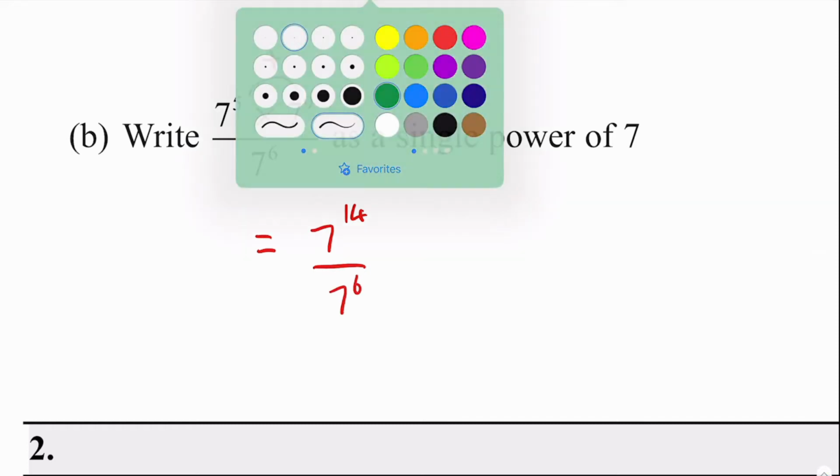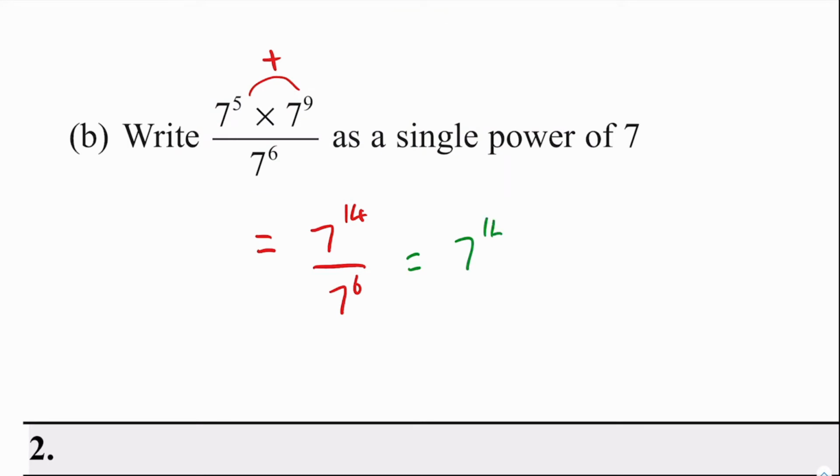Now I'm going to rewrite this as 7 to the power of 14 divided by 7 to the power of 6, exactly the same, just a different format. This is a second rule now: when the base is the same, in this case 7, and they're being divided by each other, what we do is we take the 6 away from the 14. So the final answer for this question is 7 to the power of 8. So we've got 2 rules here. We've got the multiply and the division. When it's multiply and the base is the same, we add. When it's divide and the base is the same, we subtract.